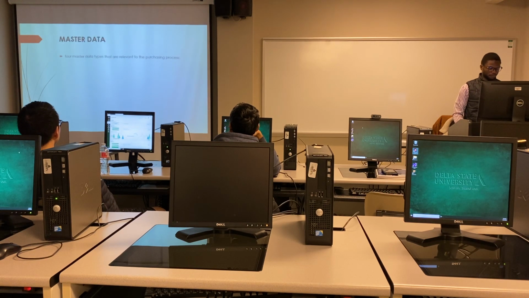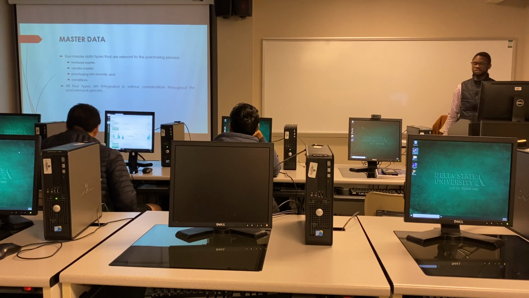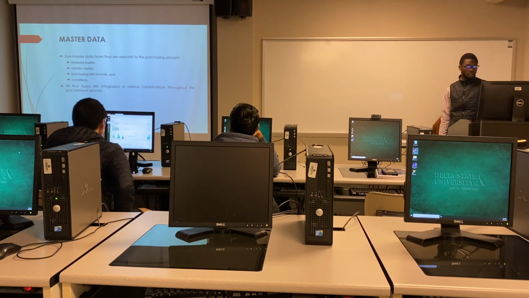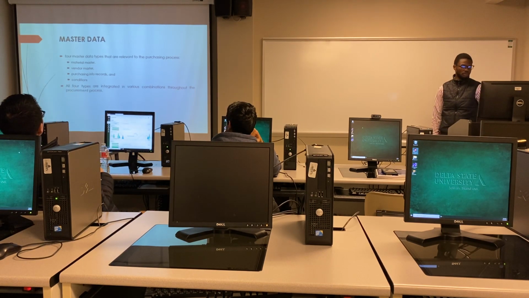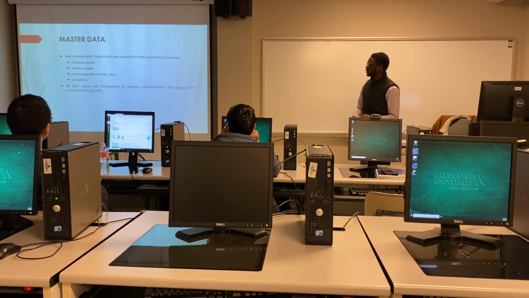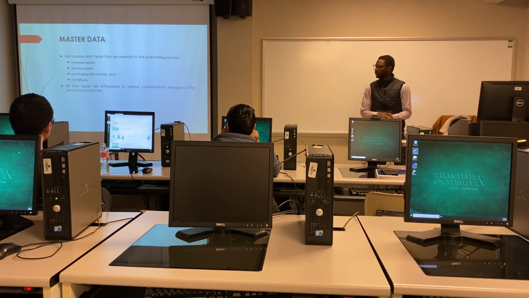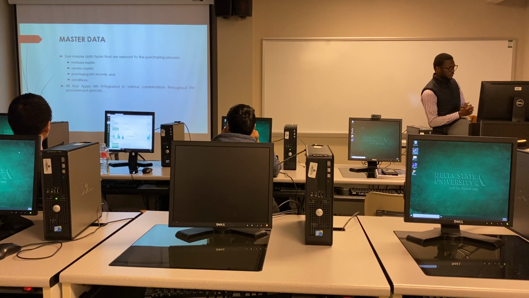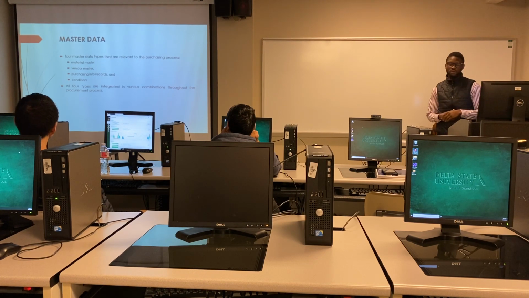So now we'll move on to the master data that is relevant to the purchasing process, and we have four of them. We have the material master, we have the vendor master. This is quite a lot. I'll try to see if I can hurry it up. We have the purchasing info records and conditions. Now, the four types are integrated in various combinations throughout the procurement process.